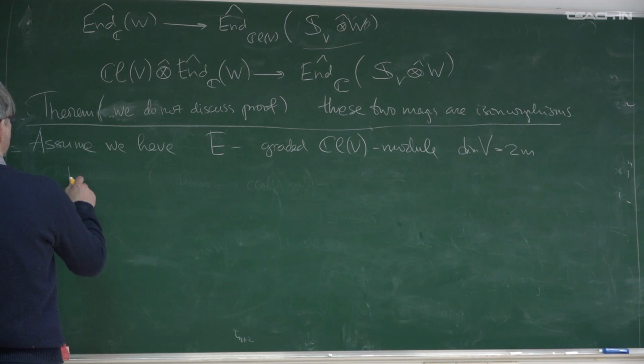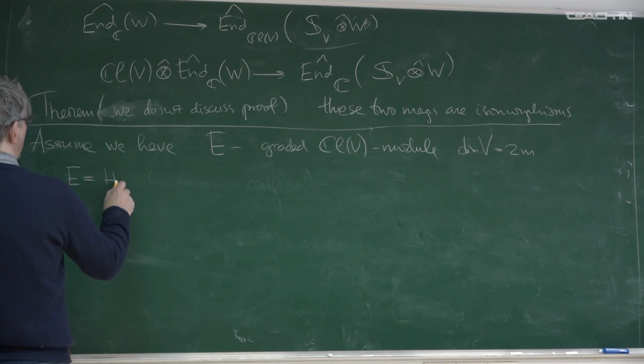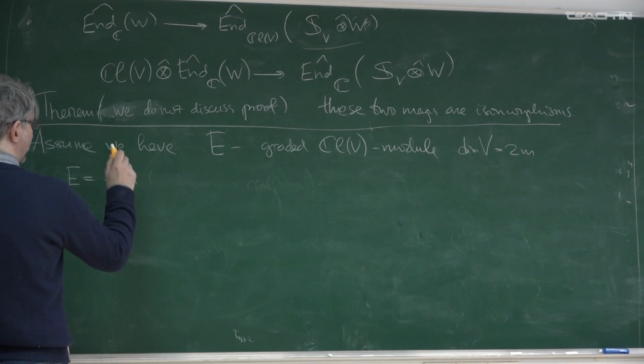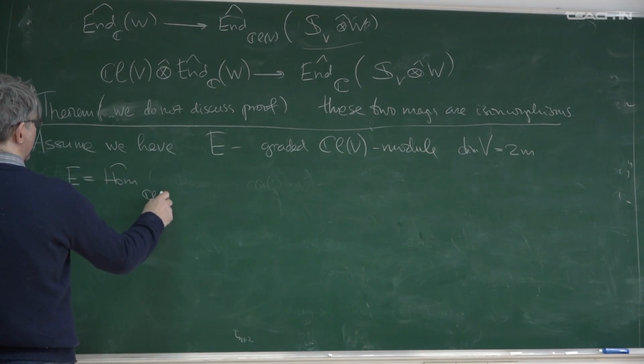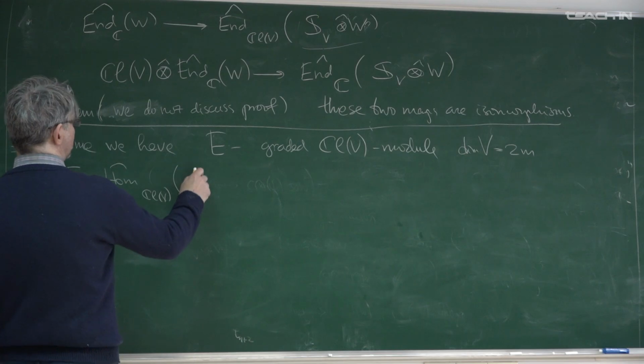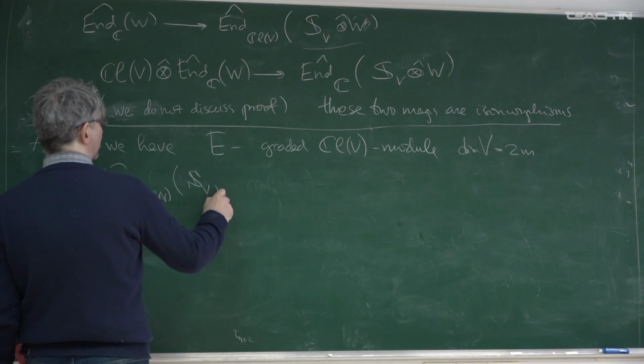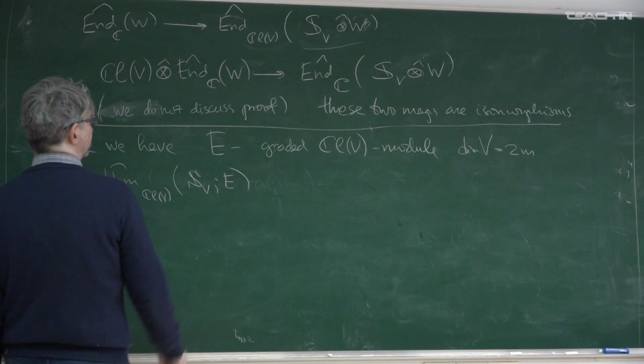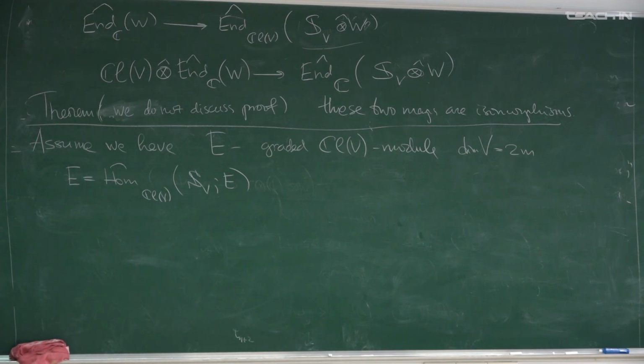Let me define E as Hom, graded Hom, over Clifford algebra from Spinors to E. If you're more or less acquainted with homological algebra, it's a standard way to remove a ring on the left-hand side.